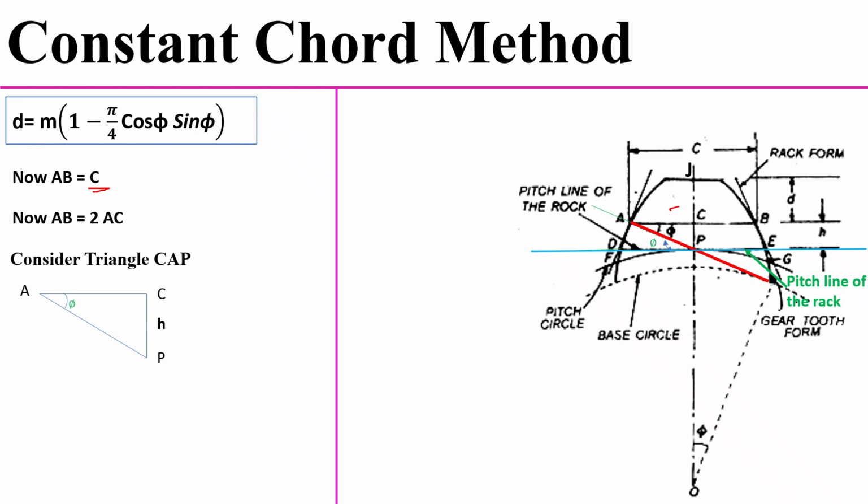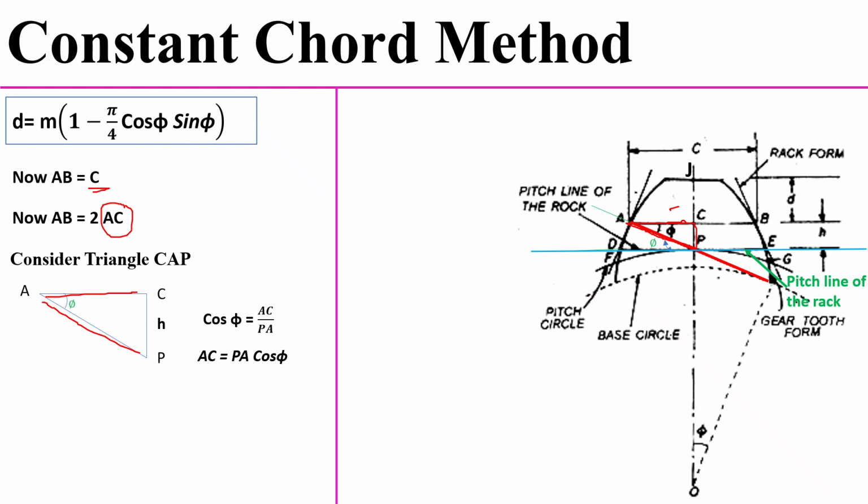For this one we have to determine the AC value. For this I have to consider one right angle triangle here, that is the triangle CAP, which makes the angle theta at A. So from this, cos phi equal to base AC divided by PA. So cos phi equal to AC divided by PA. Then AC equal to PA cos phi.